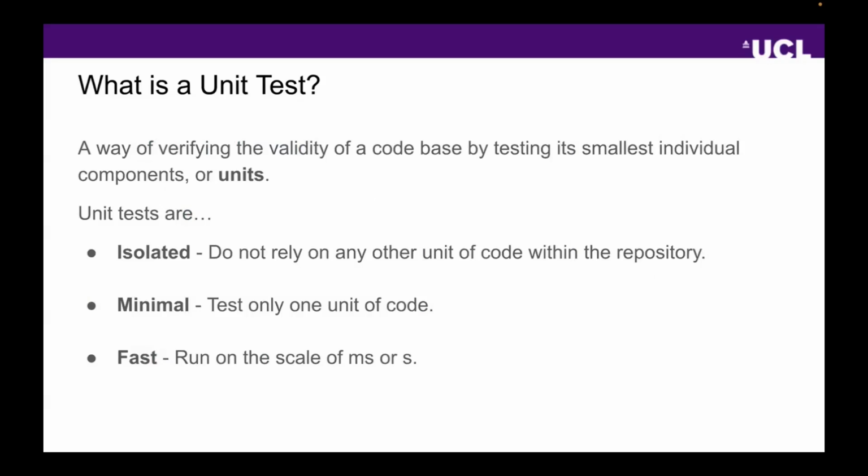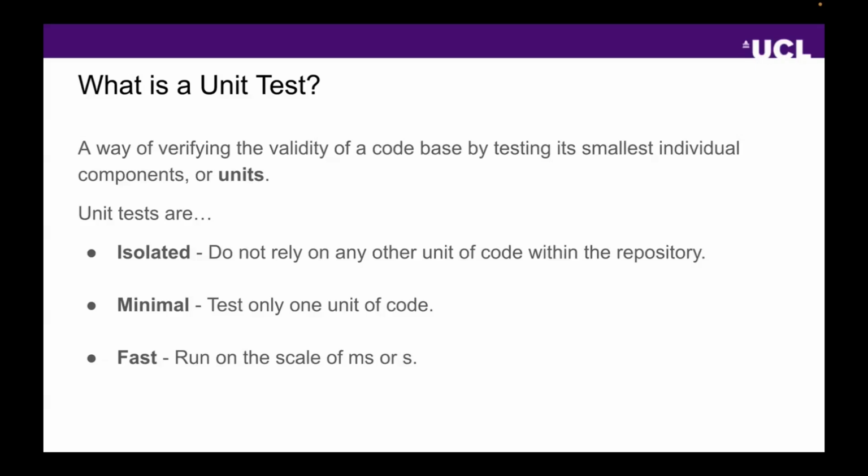What I mean by a unit test, this is unit testing in Fortran, so just to clarify: it's a way of verifying the validity of a code base by testing its smallest individual components or units, hence the name. These unit tests, I believe, should be isolated, so they shouldn't rely on any other part of your code base or any third-party library in other languages other than Fortran. You may have calls to some sort of API server. You wouldn't want that being relied on in your unit test, and you can find things like that in Fortran codes as well, which should be removed from your testing.